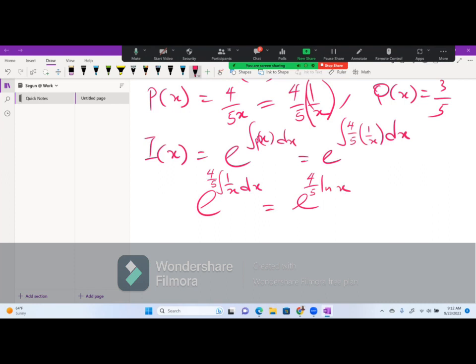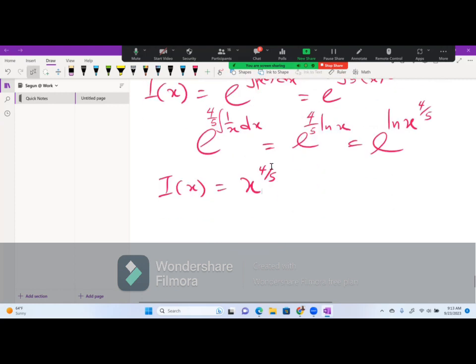the integral of 4 over 5 ln x. Remember, 4 over 5 ln x can also be written, according to the law of logarithm, as the exponential of ln x raised to the power 4 over 5. So at the end of the day, our I of x will be x raised to the power 4 over 5, because the natural log is cancelled by the exponential.